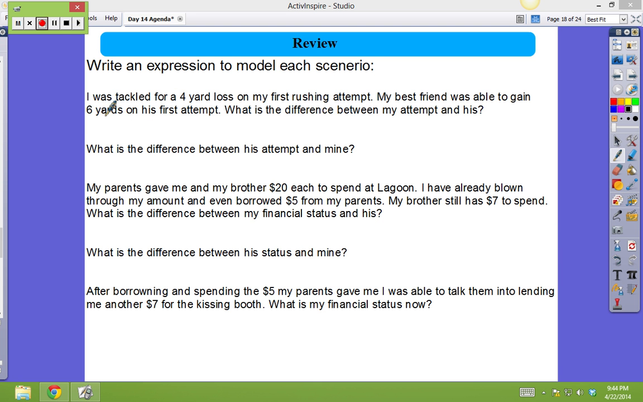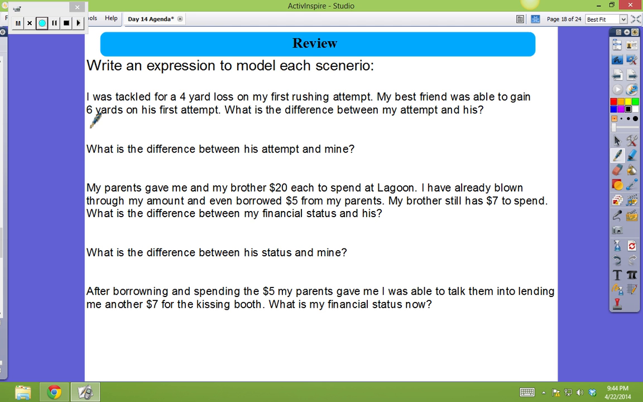So the first problem: I was tackled for a 4-yard loss on my first rushing attempt. My best friend was able to gain 6 yards on his first attempt. What's the difference between my attempt and his? Now this has nothing to do with the football field. The relation to the football field is irrelevant, because maybe my first attempt, I lost 4 yards, and then 20 plays later I was pulled and my friend was put in. So I'm just comparing my first attempt to my friend's, but the position on the football field is totally irrelevant.